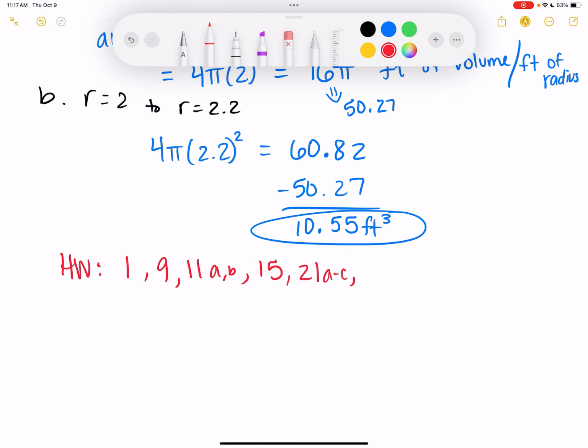And then 23, and 42 and 43 are multiple choice questions that are just kind of like AP type questions.